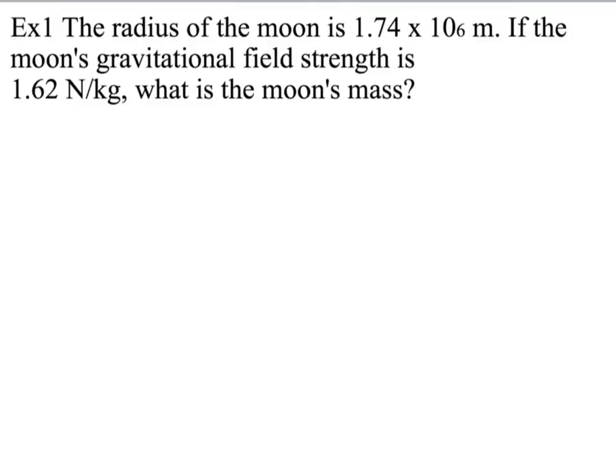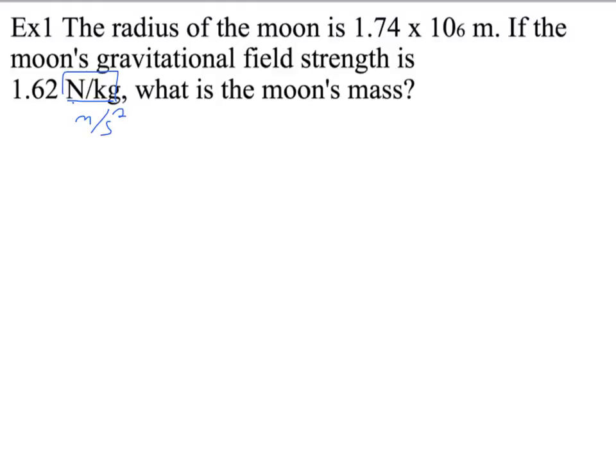If we wanted to do this somewhere else, if we wanted to look at the radius of the Moon, this is 1.74 times 10 to the 6. I don't know why my exponents keep messing up. That's 10 to the power of 6. If the Moon's gravitational field strength is 1.62 newtons per kilogram, what's the Moon's mass? This is a funny unit, newtons per kilogram. That is identical to meters per second squared. You can ask me if you want to see why, but don't be thrown off by that unit. Meters per second squared is the same thing as newtons per kilogram.